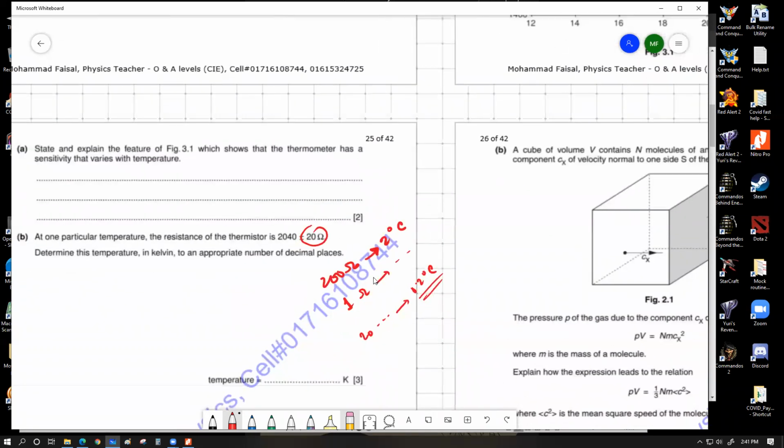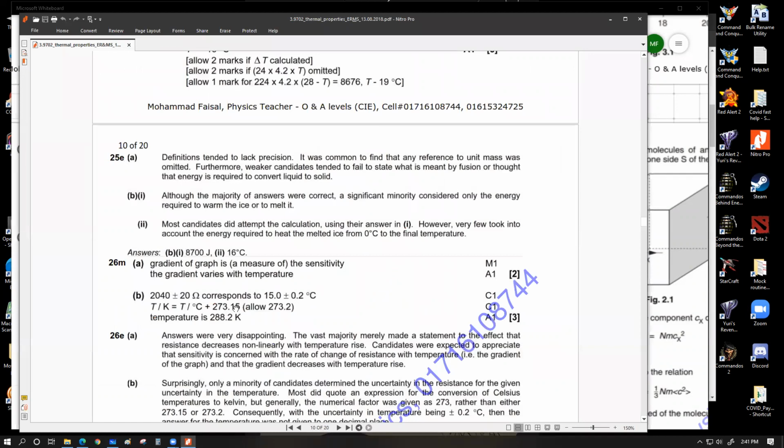So we get this information and then we can simply go by reading the graph. We can write 15 degrees Celsius plus or minus 0.2 degrees Celsius, which needs to be converted into Kelvin. Showing this number actually scores you 1 mark, and then the Kelvin temperature would be T = 15 + 273.15. Here they considered the 0.15 to be within part, allowing 273.2. They also accepted 1 decimal place as well.